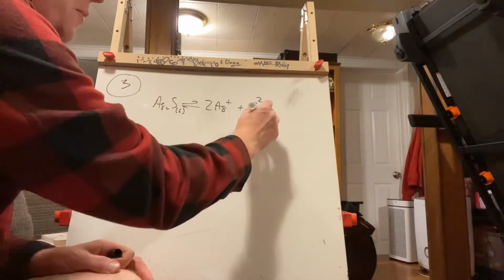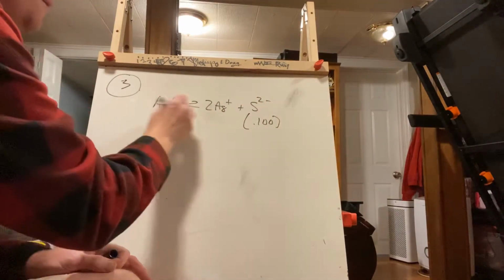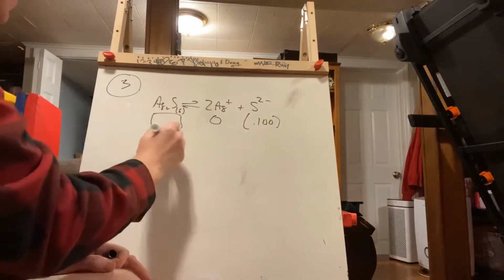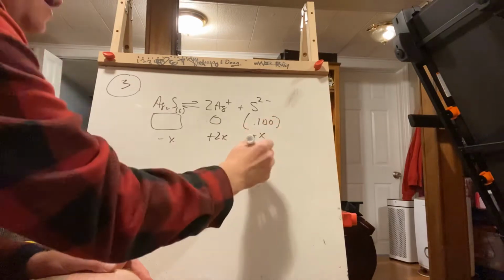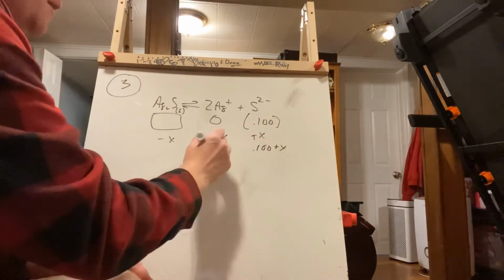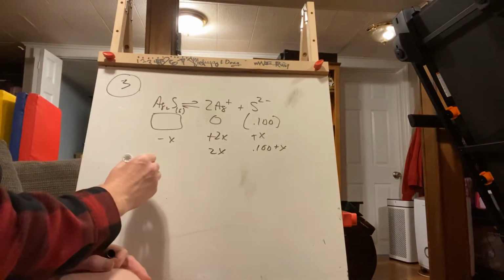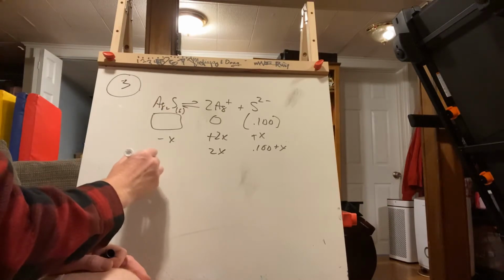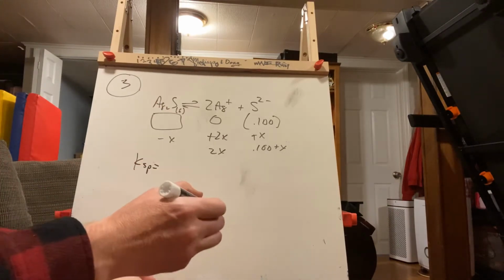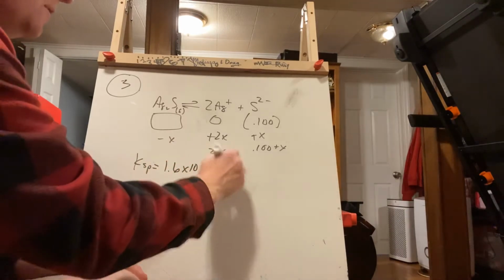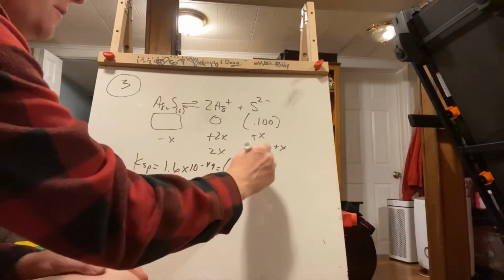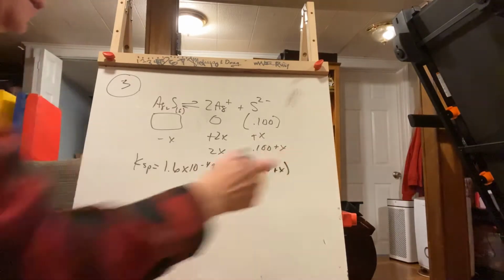And right off the bat, they tell me there's a molarity of 0.1 molar K2S, which means that 0.1 molar is my initial S2-. So then minus x, plus x, plus 2x, plus x: 0.10 plus x, 2x. And then KSP, which is 1.6 times 10 to the negative 49th, equals 2x squared times 0.100 plus x.